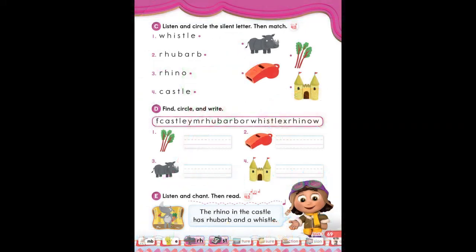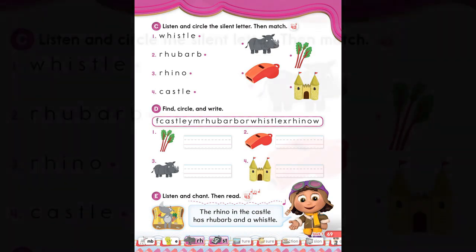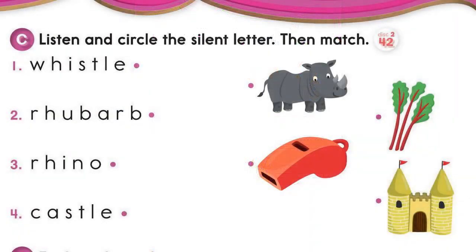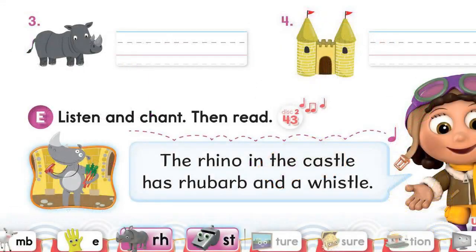Listen and circle the silent letter. Then match. 1. Whistle. 2. Rhubarb. 3. Rhino. 4. Castle. Page 69. E. Listen and chant. Then read.